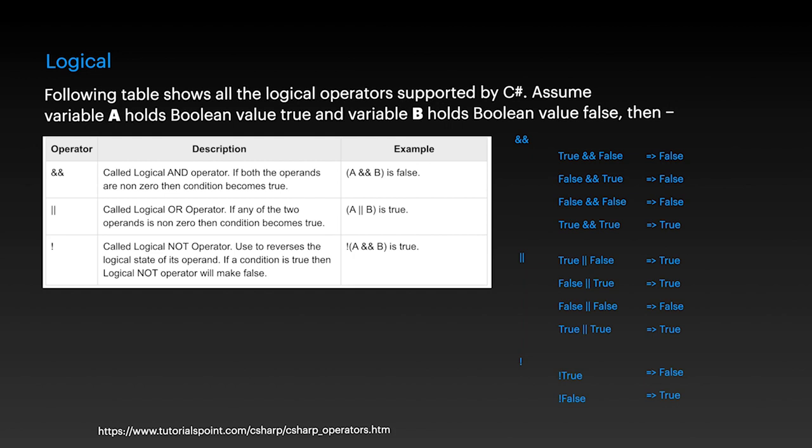And then not means that if you put an exclamation mark in front of a Boolean, it will flip it. For example, if it is put in front of true, then it will become false because it's flipped. If you put an exclamation mark in front of false, it's true because the value flips.